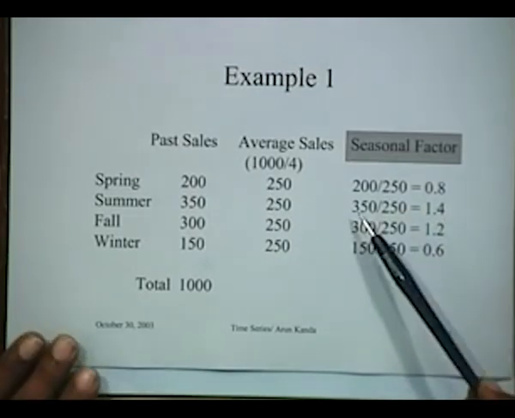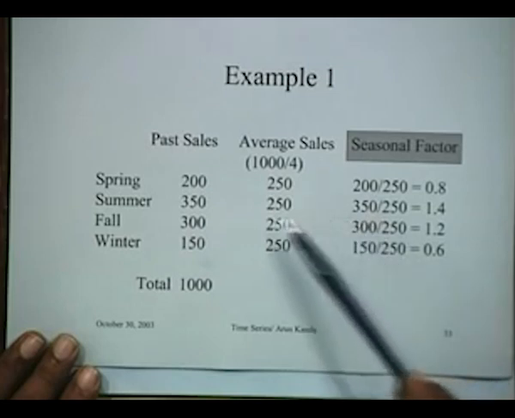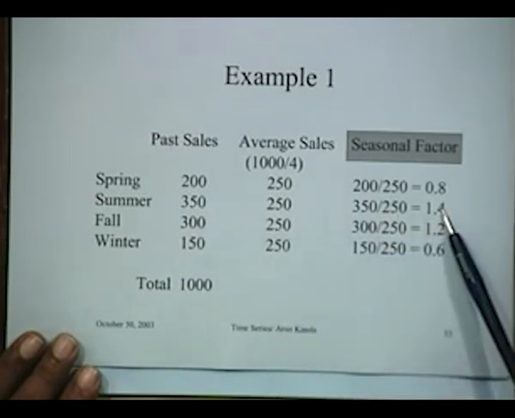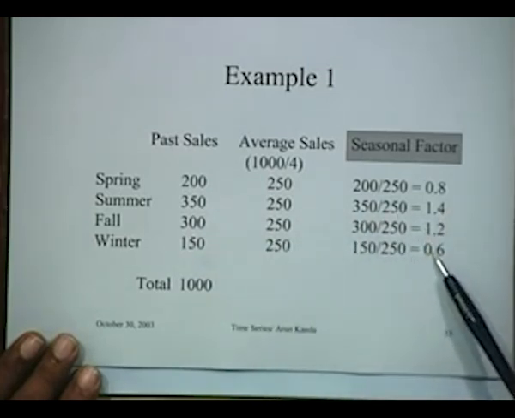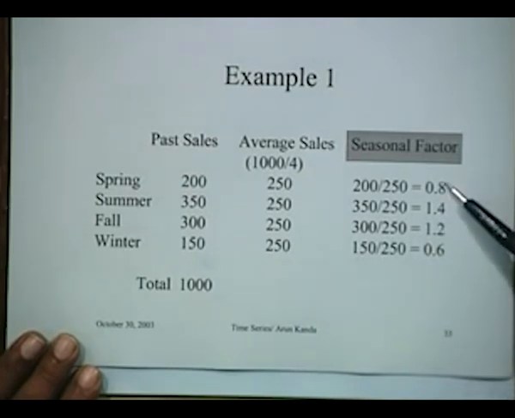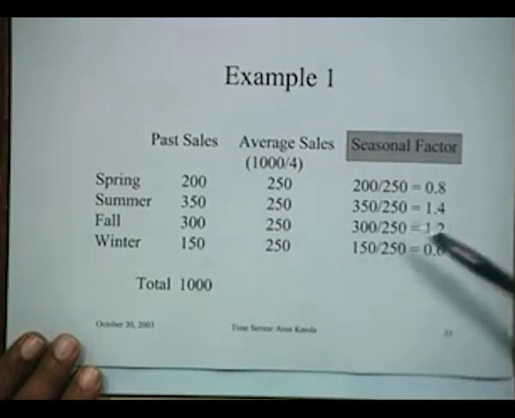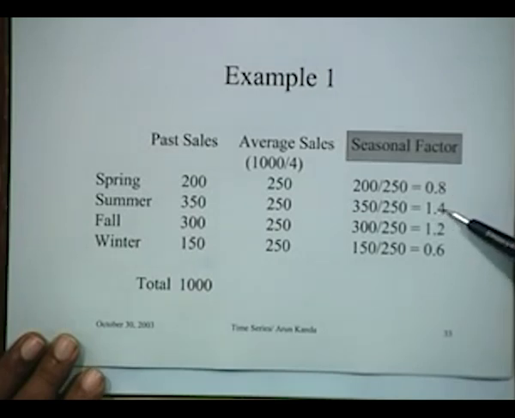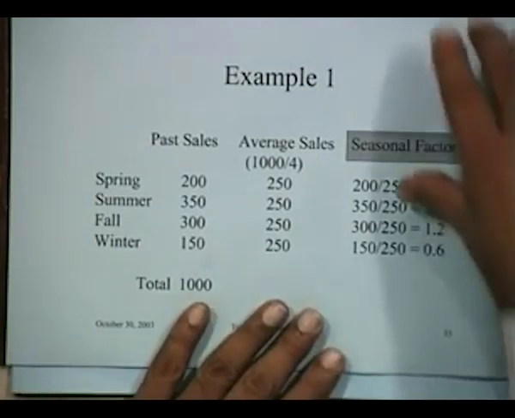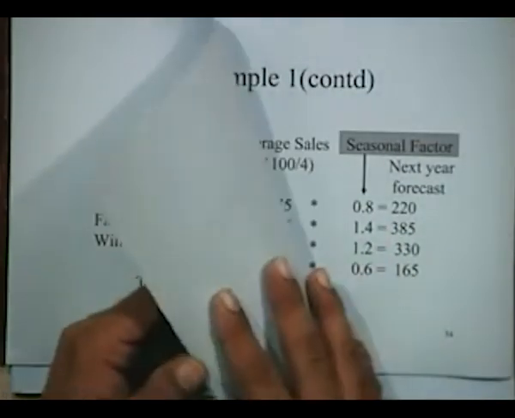Similarly, during summer the seasonality factor was 350 divided by 250, which is 1.4, and this is 1.2, and this is 0.6. So these are now our seasonality factors, which show that in different seasons, during spring it is 80% of the average, during summer the sales are 140% of the average, during fall 120% of the average, and during winter just 60% of the average. So these are the factors. Now we have identified the seasonal factor for this particular example.